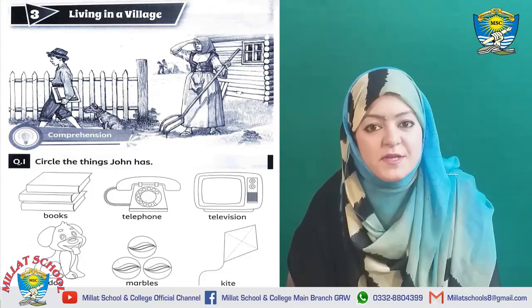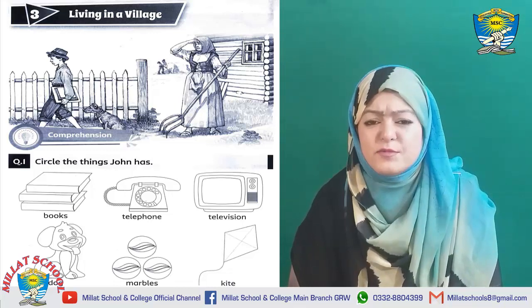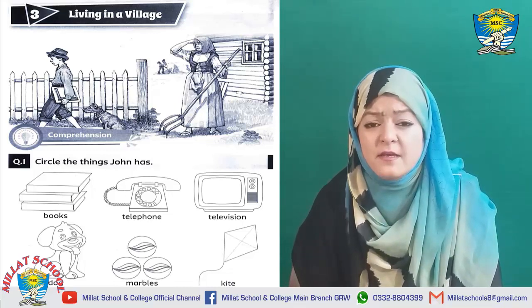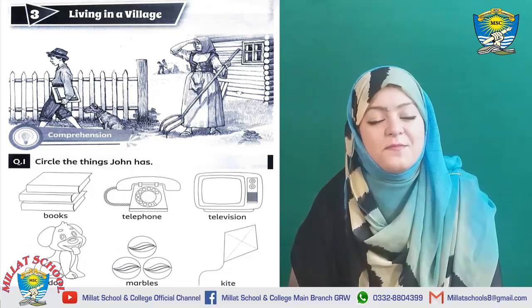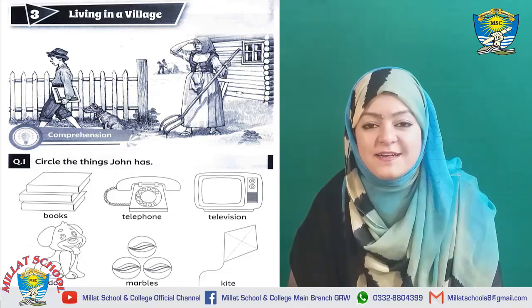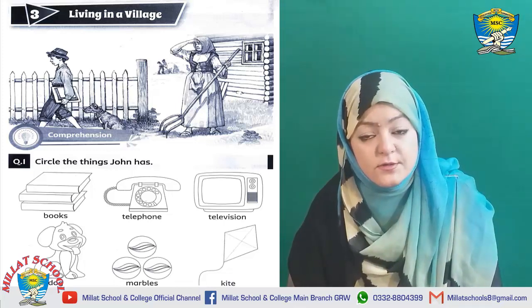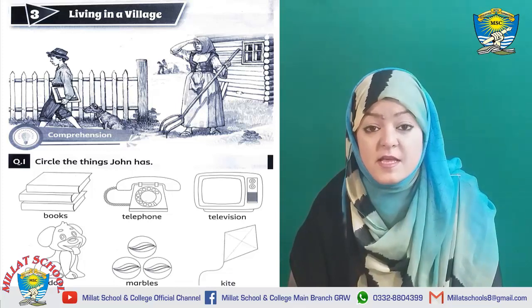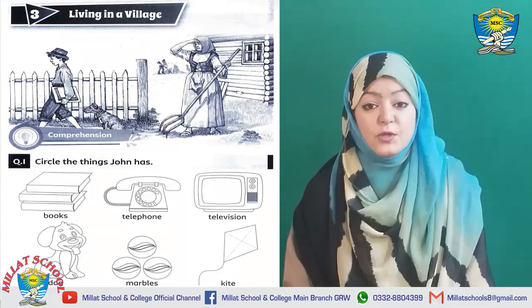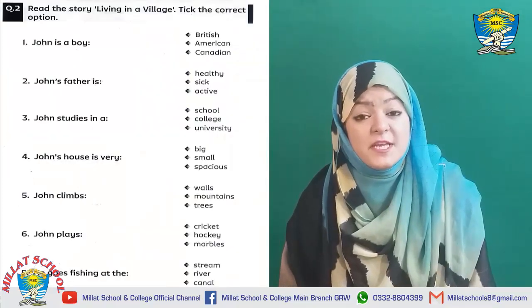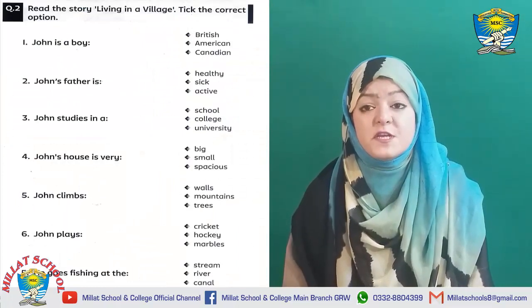The last picture is the picture of a kite. Aap mujhe batayein, John ke paas kites thi? Yes, John ke paas kite thi. He flies kites. So we will circle it also. Now you will color all the things which are circled. Now we will solve page number 15. Please open page number 15.